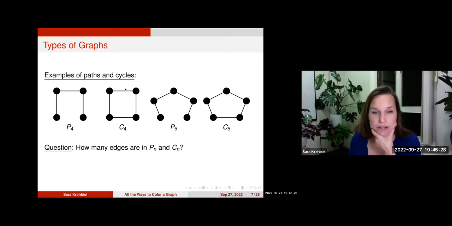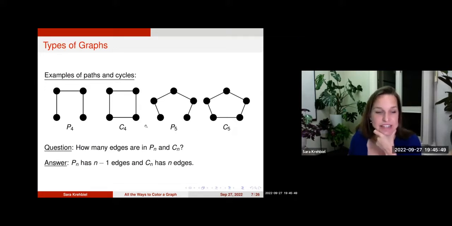Okay, I have one answer that if we're working with a path, there are n minus 1, and I like that answer, but I know my next animation is going to give the answer for the cycle. Can anybody tell me the second answer? How many edges do I have with the cycle? N, perfect. So a path on n vertices has n minus 1 edges, and a cycle on n vertices has n edges.